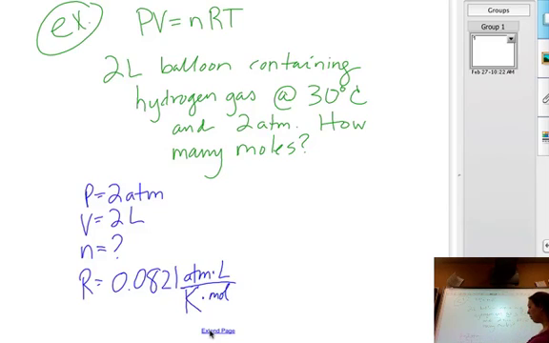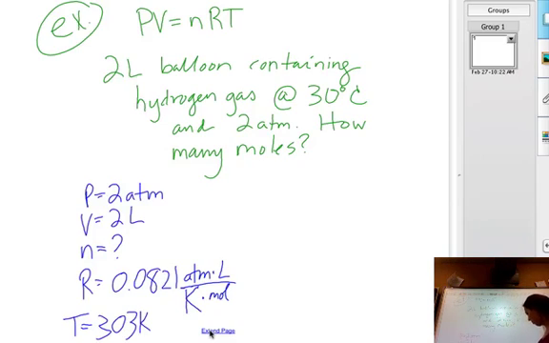Alright, so this is what we know. What else do we know? T, temperature? I need to put it in Kelvins. 273 plus 30 would be 303.